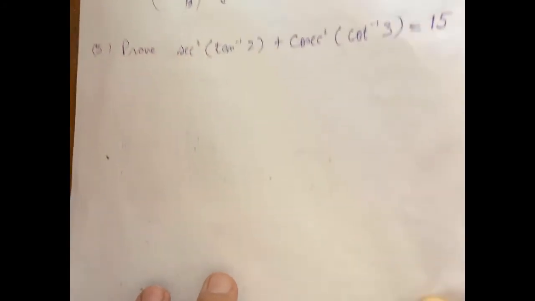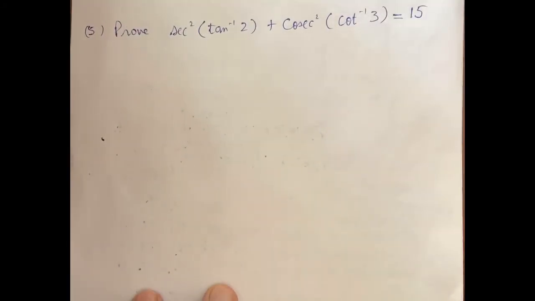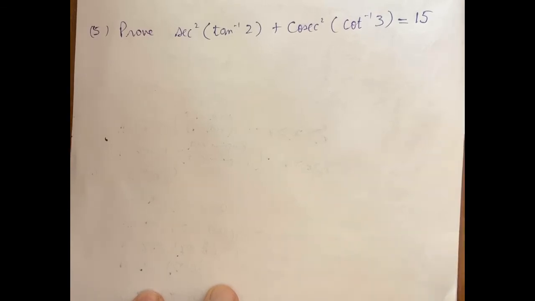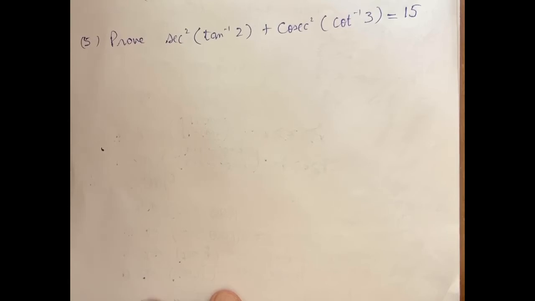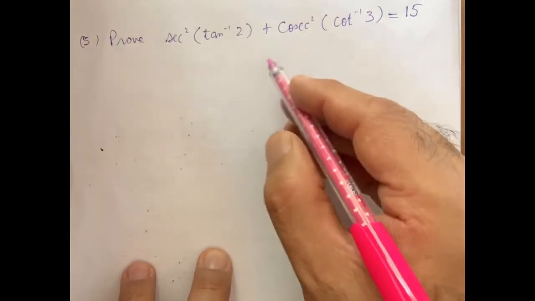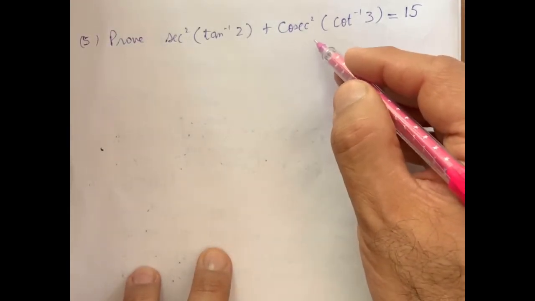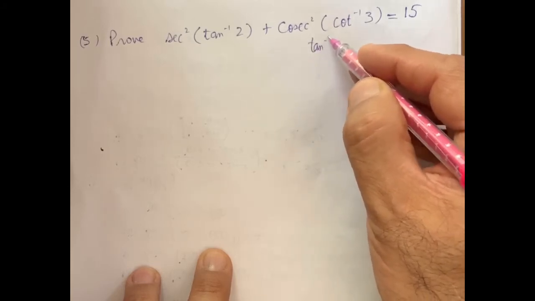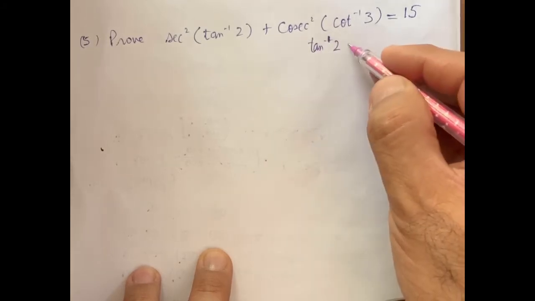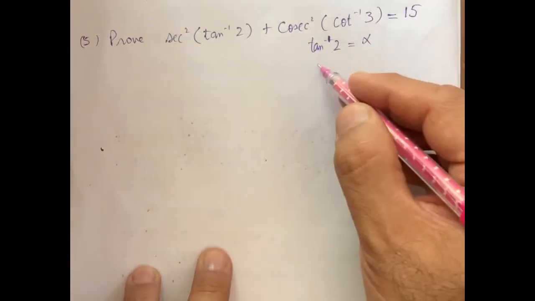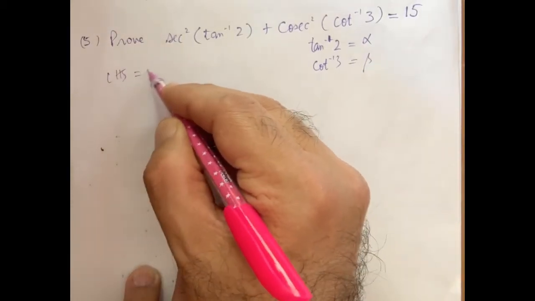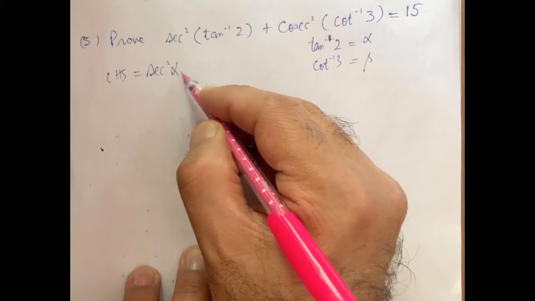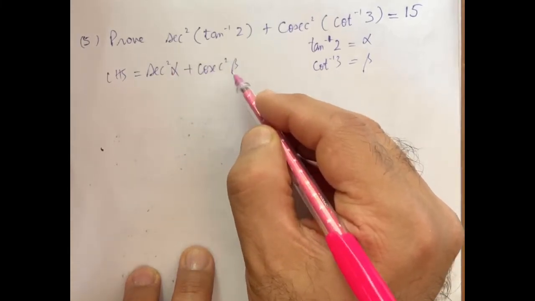The next one, we have to prove secant square of tan inverse of 2 plus cosecant square of cot inverse of 3 is equal to 15. So this can be done in two ways. First way, let us say tan inverse of 2 is angle alpha, and cot inverse of 3 is angle beta. So we have left hand side as secant square of alpha plus cosecant square of beta.